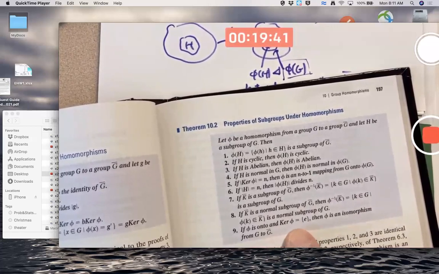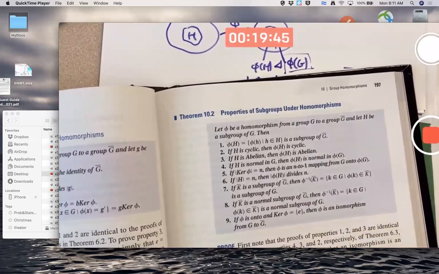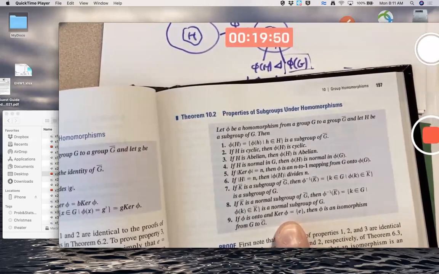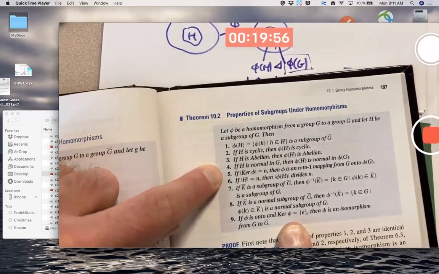If phi is onto and the kernel is the identity element, then in fact phi is an isomorphism. This is what this last one says. So the kernel being the identity is enough to say that phi is 1-to-1 is the point, which is pretty much equivalent to number 5.